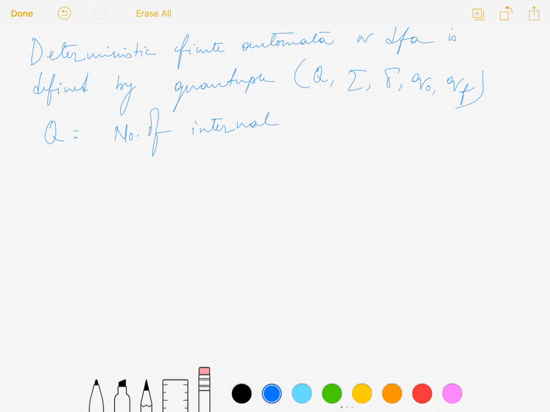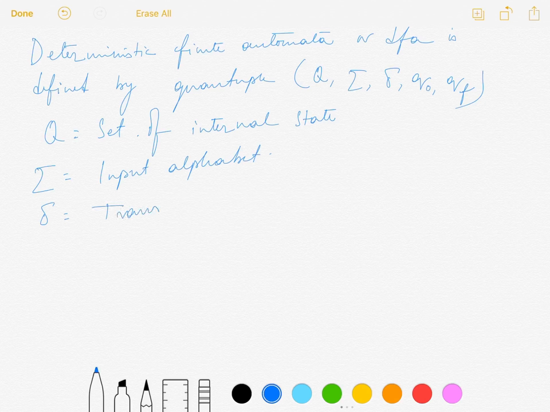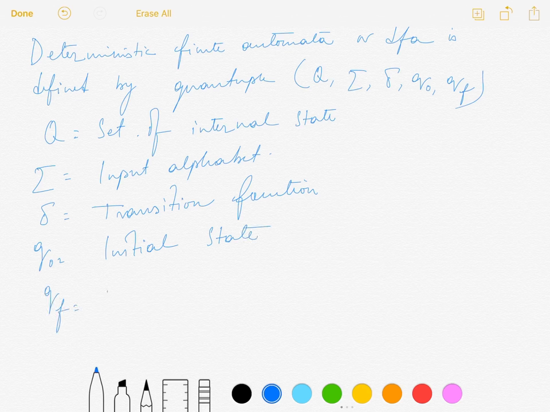Actually, it should be set of internal states. Sigma, input alphabet, delta, already we have discussed delta, that is transition function, Q0 is the initial state, QF is the final state.